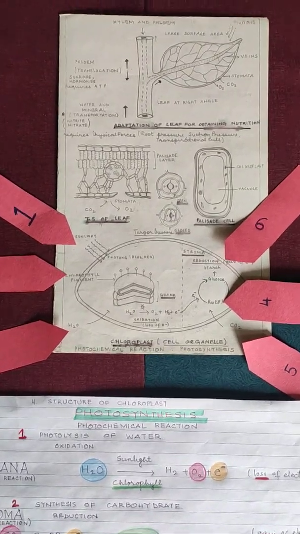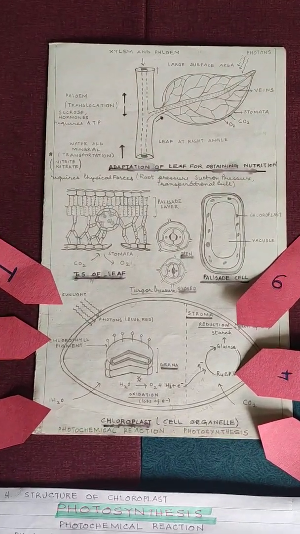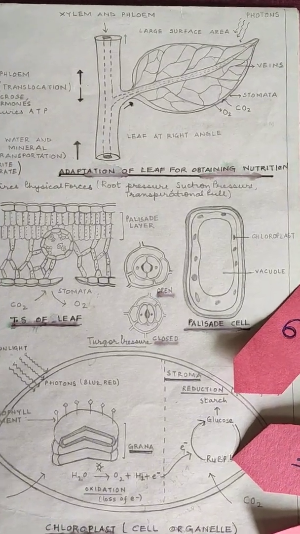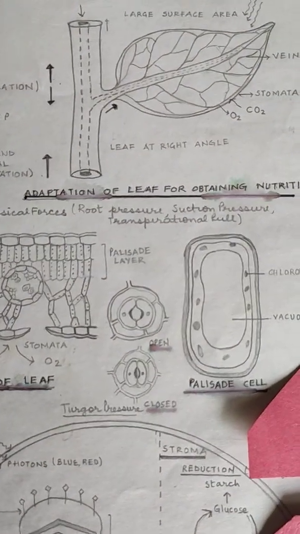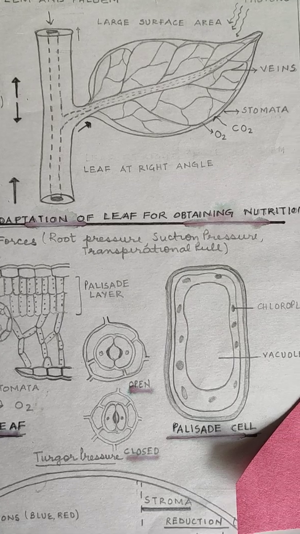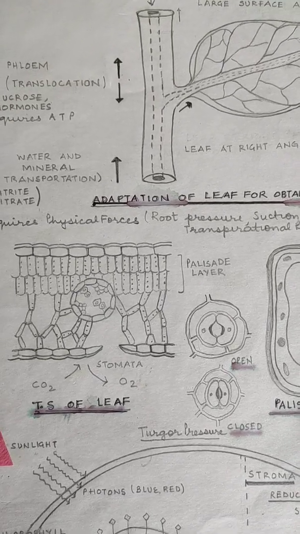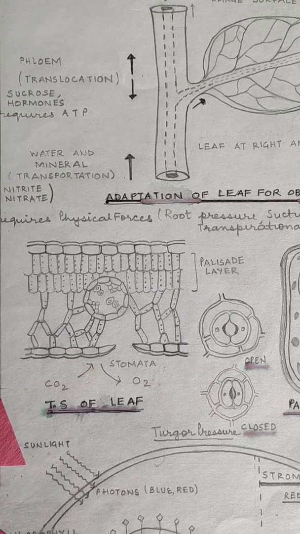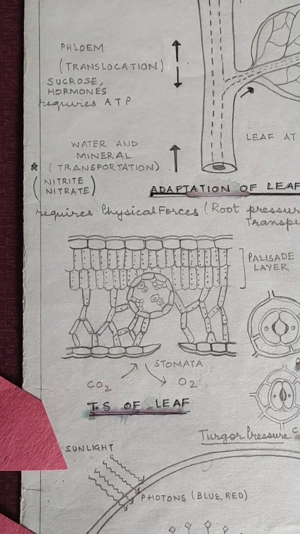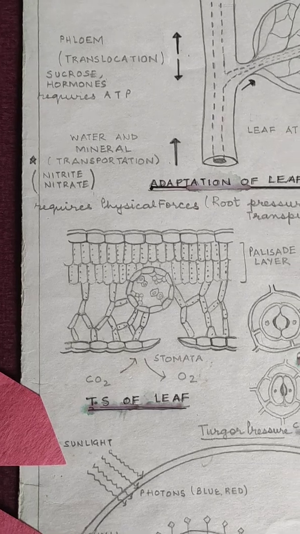We are going to learn about photosynthesis. To know about photosynthesis, we first need to look at how the leaf adapts to obtain nutrition. The leaf is attached to the stem, which is further attached to the roots to obtain water and minerals.